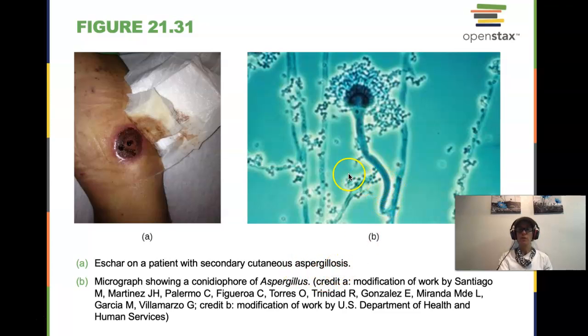Aspergillosis is caused by the fungus Aspergillus. This is what it looks like under the light microscope. It's got a stalk. It's called the hyphae. And these are all the spores. And if those spores get into a break in the skin, they cause that lesion.